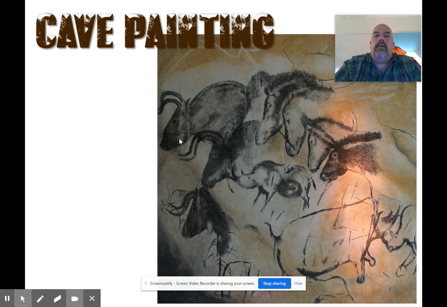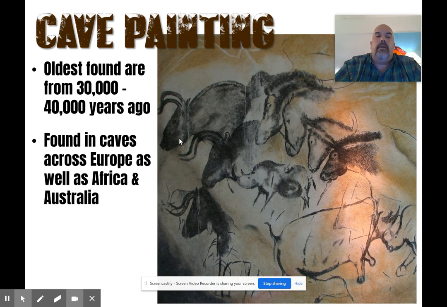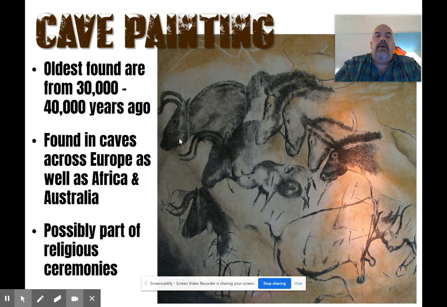Let's talk about cave paintings. Very, very, very developed human brain here. Oldest ones are found, they're 30 to 40,000 years old, found in caves across Europe as well as Africa and Australia. Possibly part of religious ceremonies, also possibly part of hunting ceremonies, showing how they hunted animals, showing what kinds of animals they hunted. So it's telling a story.